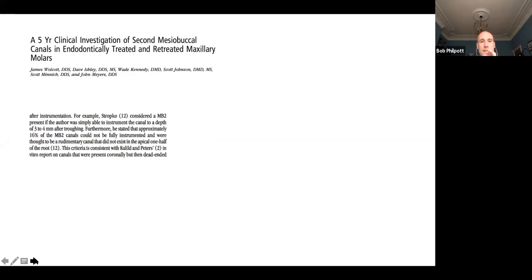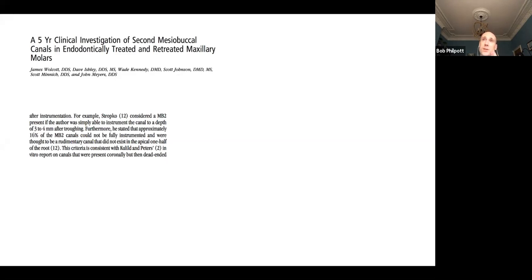Now, as I said earlier, retreatment cases, it's really important. But remember, this is a very famous paper by a guy called Walcott, well, famous within the world of endo, where they talked about the investigation of second mesiobuccal canals in endodontically treated and retreated maxillary molars. And if you don't read the paper, the take-home message is endodontists find loads of missed MB2s, and actually they have a big effect on outcome. And actually the tone of the paper, when it's written by Walcott, is not that at all.